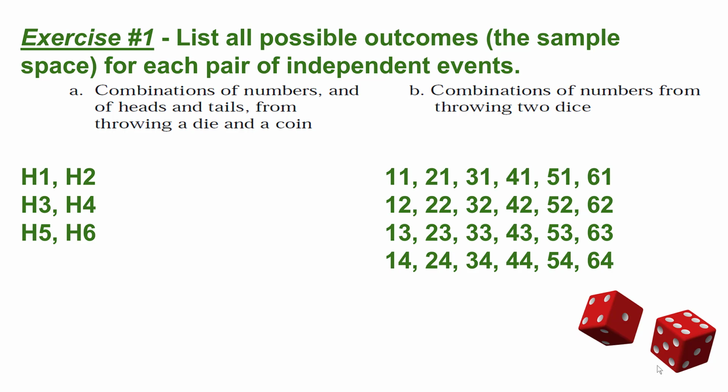And I'll give you a hint, it starts with T, and it looks very similar to what you have here. B, combination of numbers from throwing 2 dice.